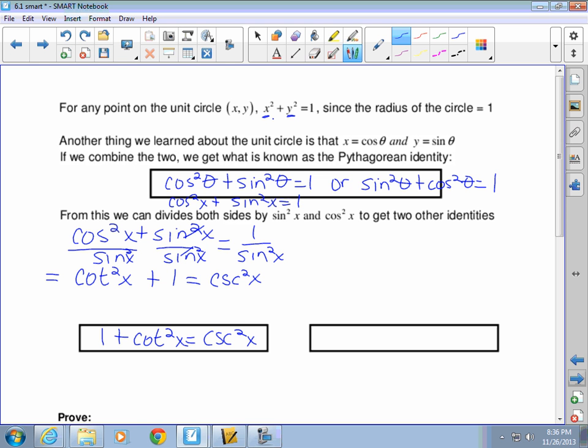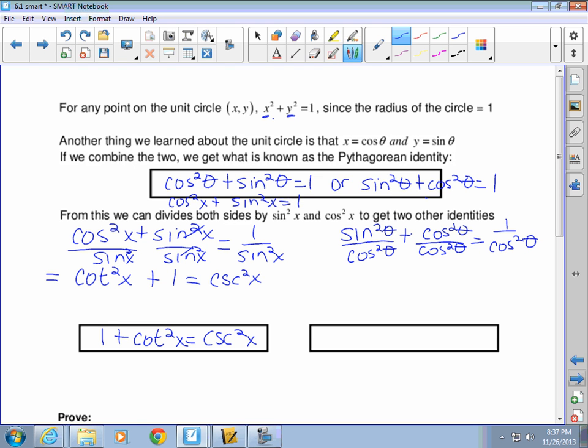So let's try it the other way. Let's try it with dividing cos squared into both of these. So sine squared theta divided by cos squared theta plus cos squared theta divided by cos squared theta is equal to 1 over cos squared theta. So you can see I'm interchanging my thetas and my x's. It doesn't matter. It'll still give you the same thing because you're only switching them within the equation. You're not switching them over the equation.